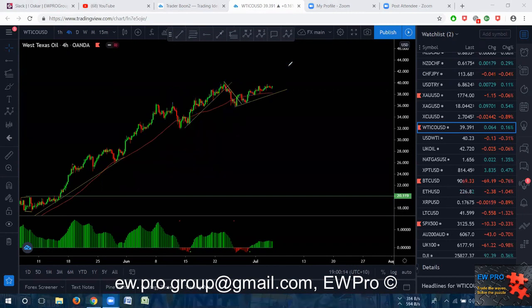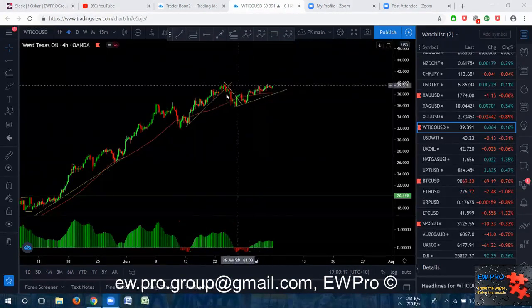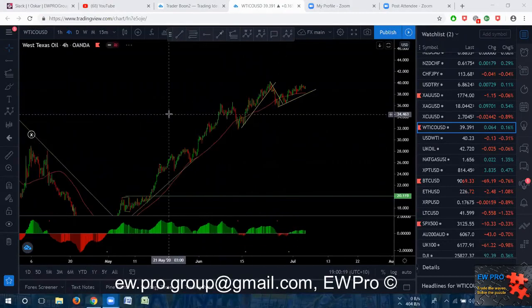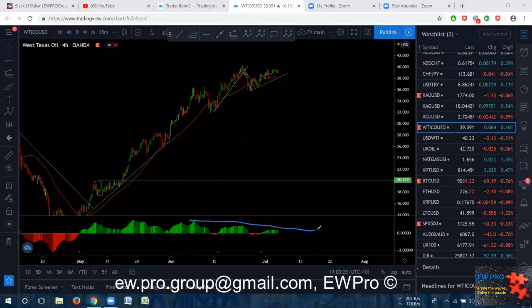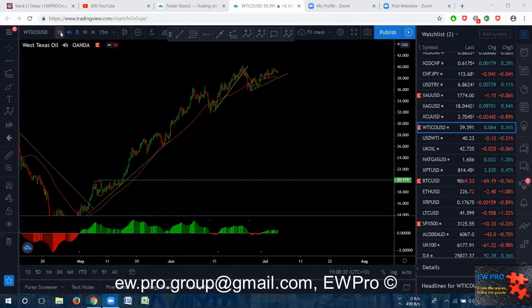I'm not really interested in the buy, because we're at a high, and we've got all this bearish divergence. So the buys are going to be risky. If this does break the top, we're going to get even more divergence. So I'm really only interested in the sells.